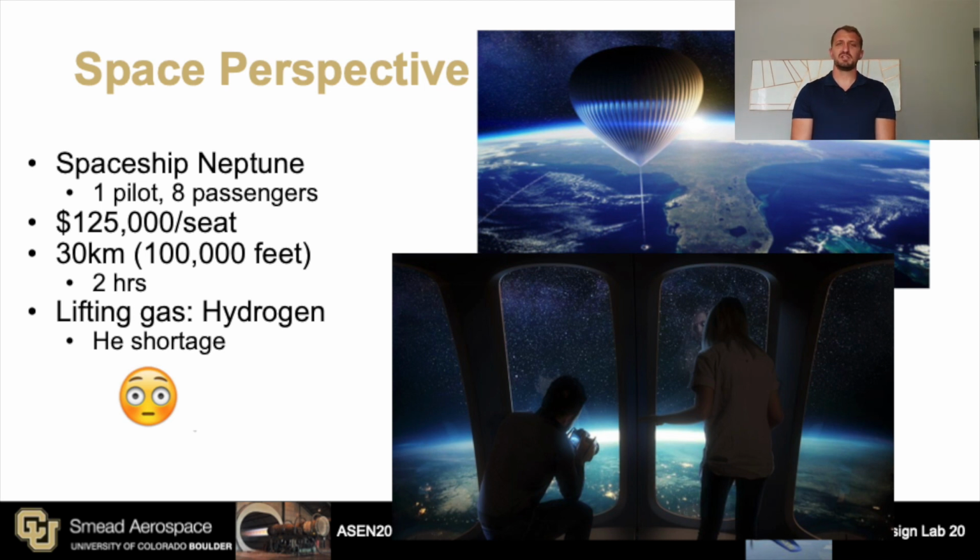Interestingly enough, Spaceship Neptune does not use helium as their lifting gas, as there's a worldwide shortage of helium and it's become a very expensive commodity. Instead, Space Perspective is planning to use hydrogen as the main lifting gas for their space tourist balloon.